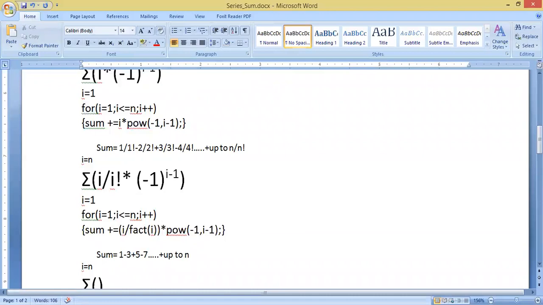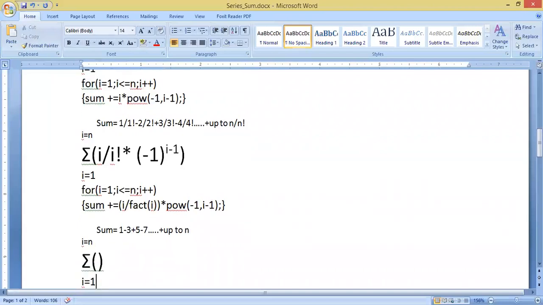Is this clear, all of you? Yes, sir. Based on the previous one, this alternate plus minus we have done, and alternate terms also we have done. Now there is a combination in the next one. Please tell me the sigma for this one. Minus 1 to the power I minus 1 into 2I.